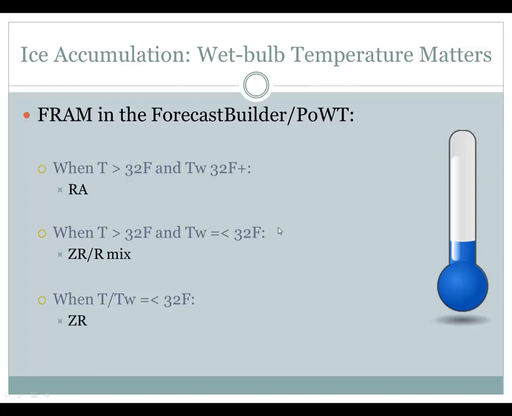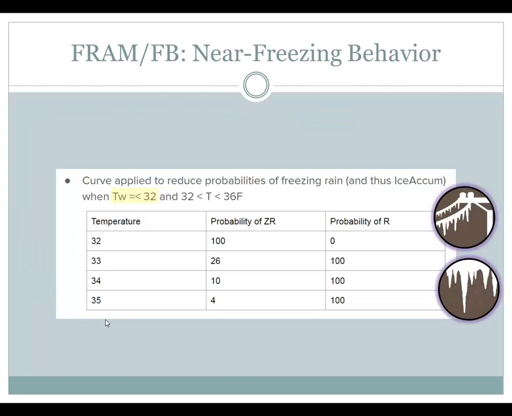And we'll get more into detail on the next slide on this middle case. When our temperatures and wet bulb temperatures are both equal to or less than the freezing mark, that's pretty straightforward. We're going to freeze that and accumulate ice for 100% of the QPF that falls. So again, let's look at this middle case when temperatures are warmer than freezing and the wet bulb temperature is equal to or less than 32.